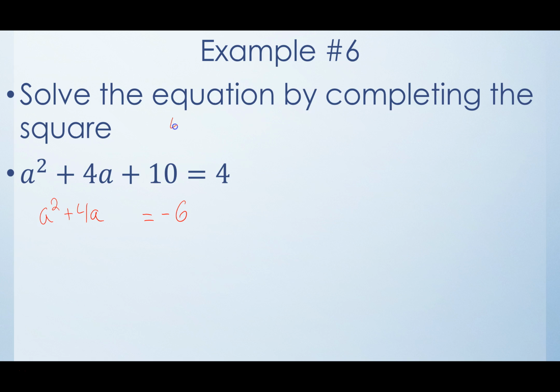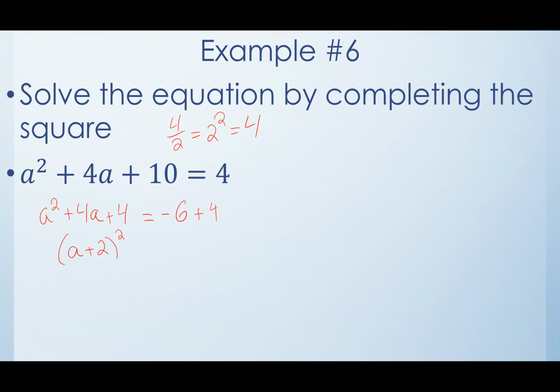So we divide the middle term by 2. 4 divided by 2 is 2. We square that and we actually get back to 4. So we add 4 on both the left and right hand sides. So the left side is in the perfect square form, so it'll be a plus 2 squared.